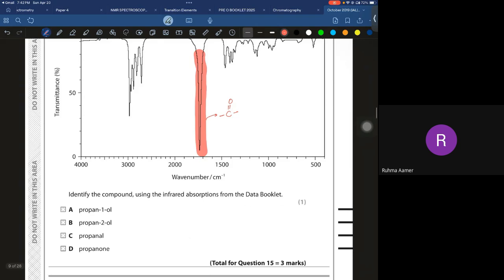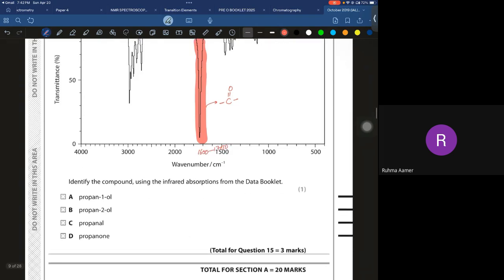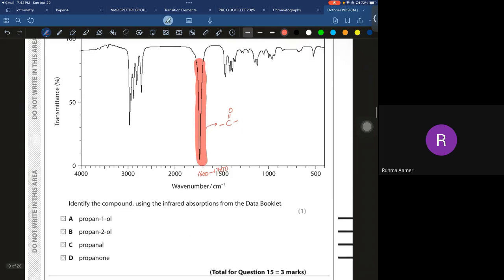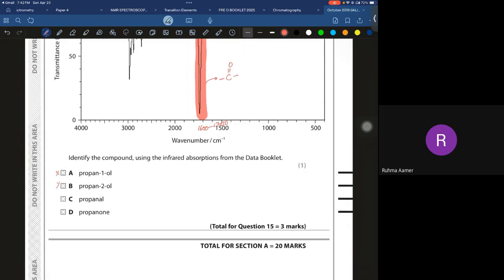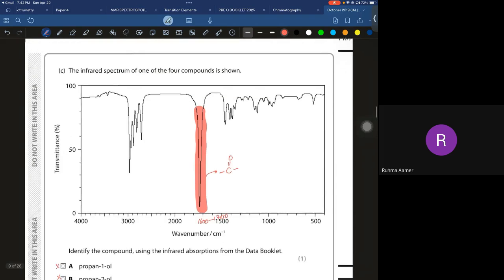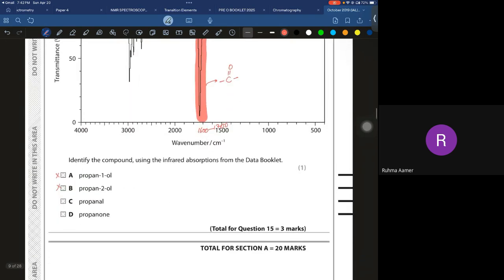That is 1600 to 1700. It's of carbonyl. Of course, option A and option B are incorrect because in both options there is no carbonyl. They are alcohols. Okay. And why not D? Why not D?